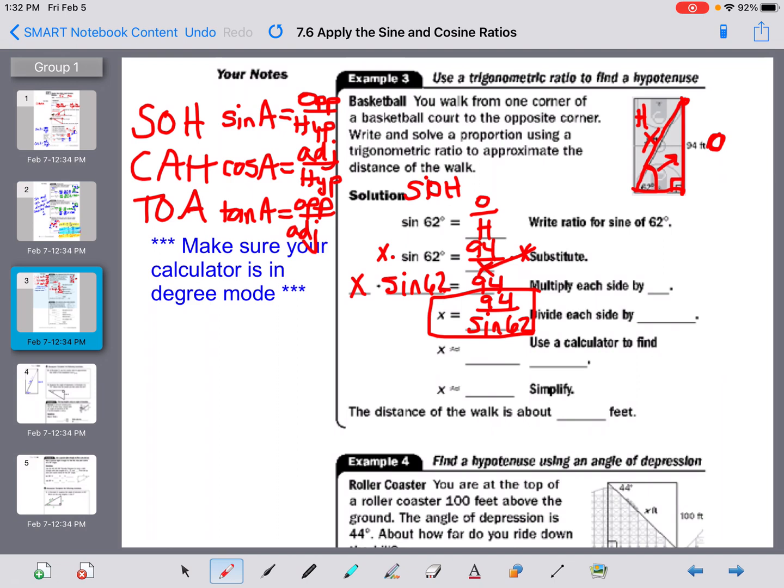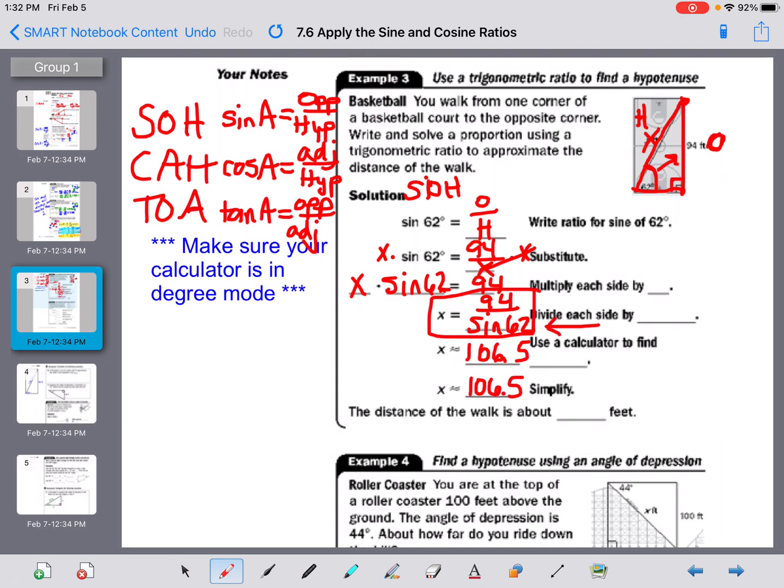But we have a handy-dandy calculator in degree mode. So we're going to type in 94 divided by the sine of 62. Remember, sine is SIN on your calculator. We're in degree mode, and we get x is about 106.5, okay?